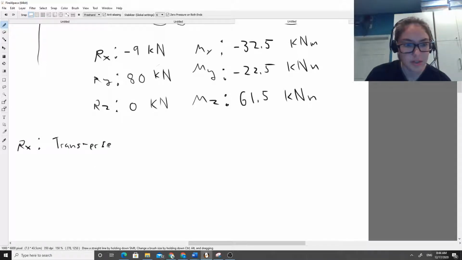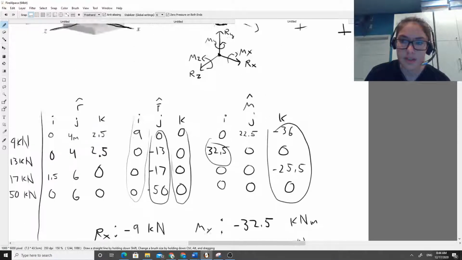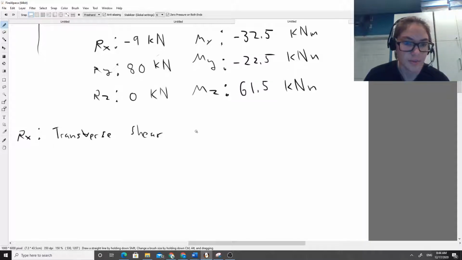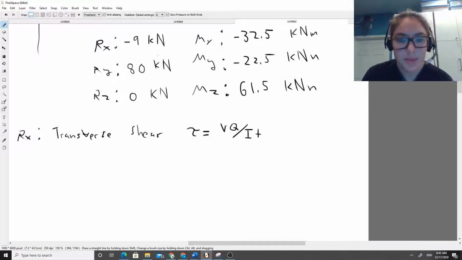Transverse shear force, which means that we're not going to have any normal stresses created by this reaction force, but we will have a shear stress created by this reaction force. And the equation for the shear stress we're going to use in order to find it is just VQ divided by IT. And we'll get into what each of those variables mean in just a hot second.